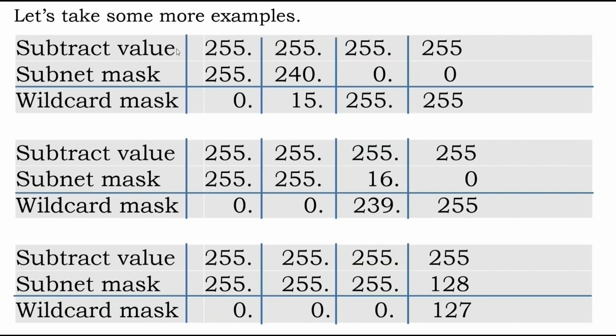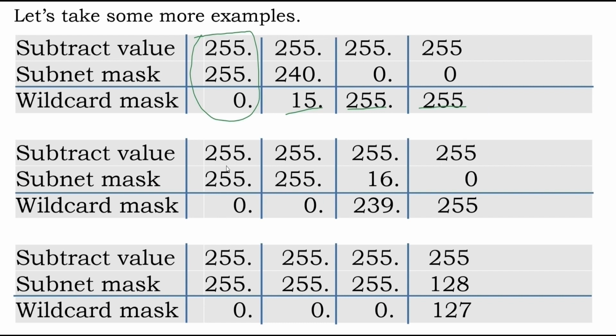In the first example, if we subtract 255 from 255, we get 0. Therefore, we will put 0 in the first byte. If we subtract 240 from 255, we get 15. Hence, we will write 15 here. For the third and fourth bytes, if we subtract 0 from 255, we get 255. Therefore, we will write 255 in the third and fourth bytes of the wildcard mask.